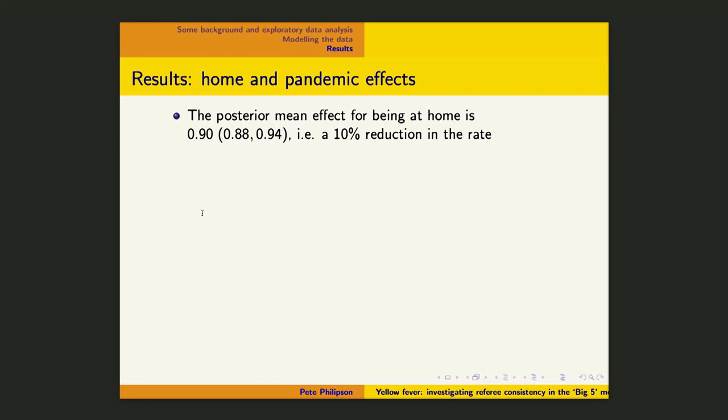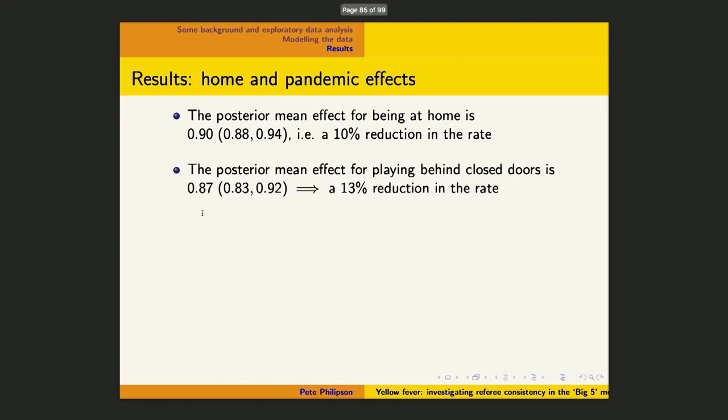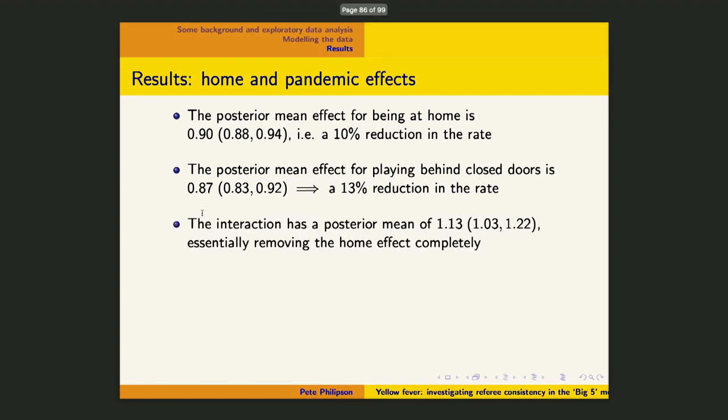So here are some results. The posterior mean effect for being at home is 0.9. So essentially, teams that play at home get 10% fewer yellow cards, a 10% reduction in the rate. Likewise, playing behind closed doors, we get a 13% reduction in the rate. So during the pandemic, the rate of yellow cards went down by around 13% for whatever reason.